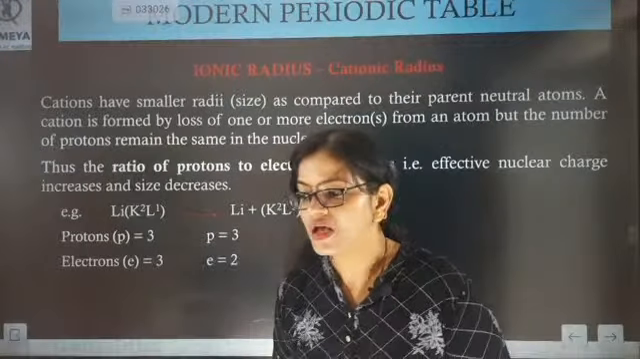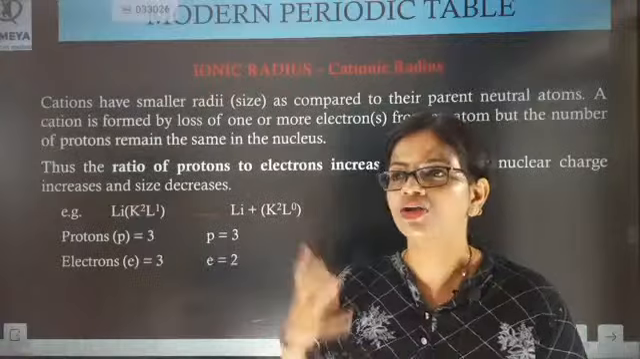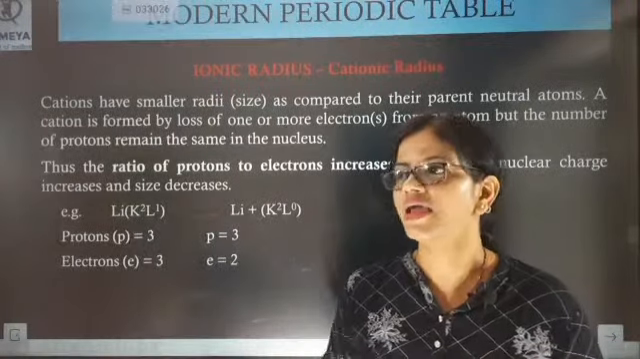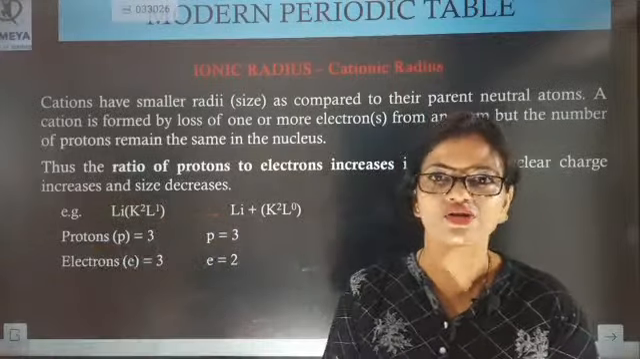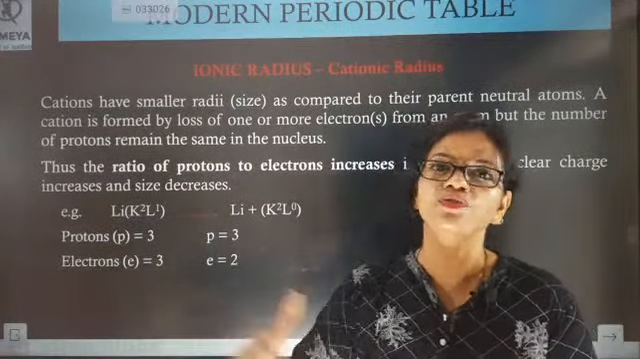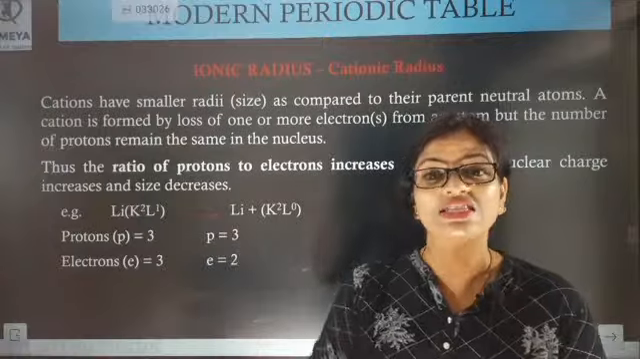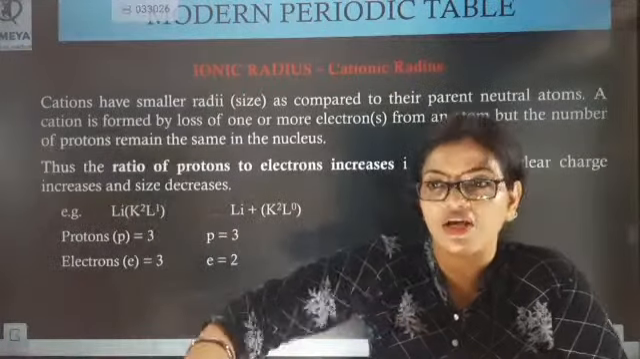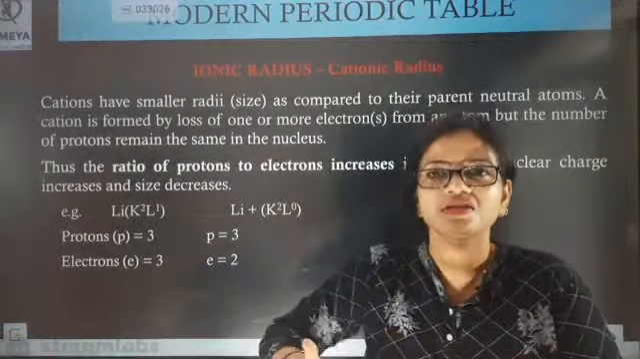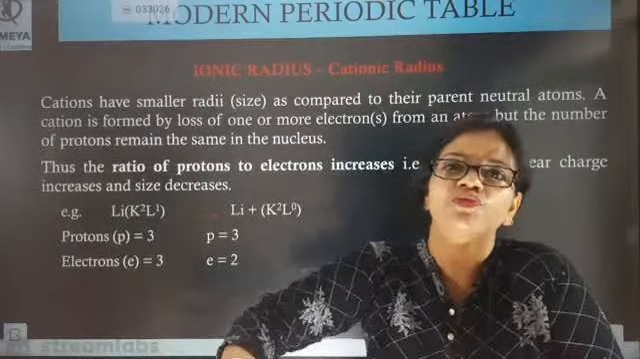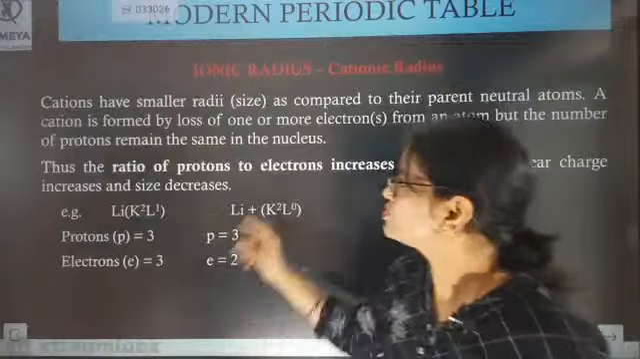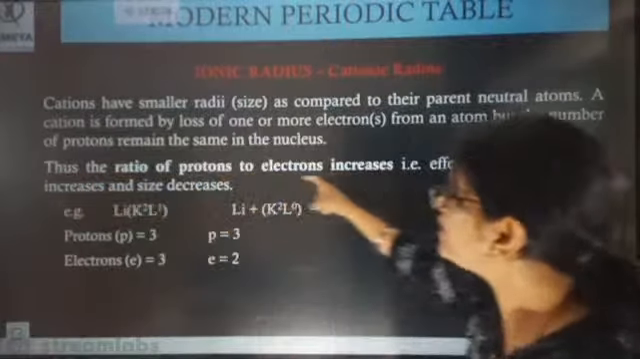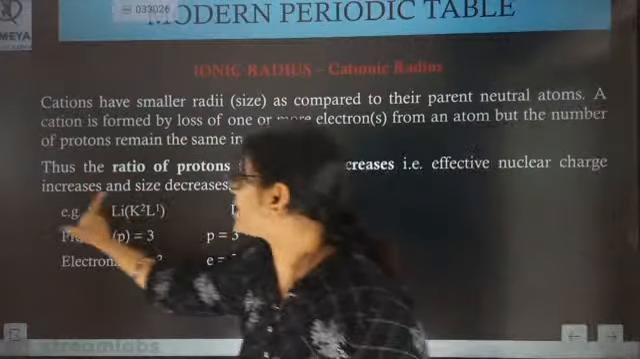So with an increase in effective nuclear charge, size will become small. Once you remove one electron, the nucleus becomes very tense: how can that electron go from me? The nucleus was first taking care of 3 electrons, now only 2 electrons. The same attractive force that was for 3 electrons is now for the remaining 2, so definitely the size will become small. This is the underlined point which I want you to write in the examination.